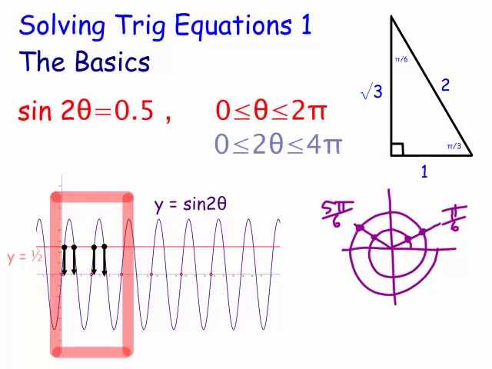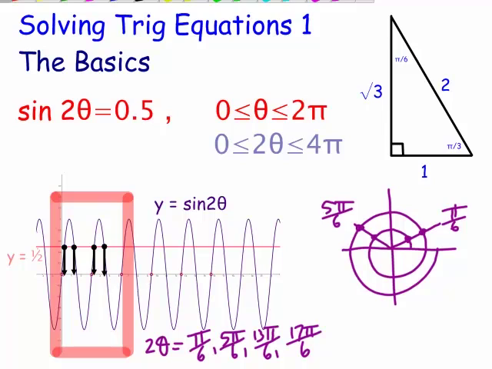So in fact, we know that 2 theta would equal these values as before, pi on 6, 5 pi on 6, 13 pi on 6, and 17 pi on 6. Okay, but because that's 2 theta equals those values, we need to actually now halve them to get what theta is equal to. So what would theta equal? Well, theta obviously would equal half of those values.